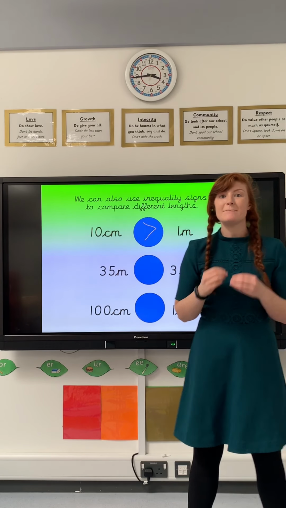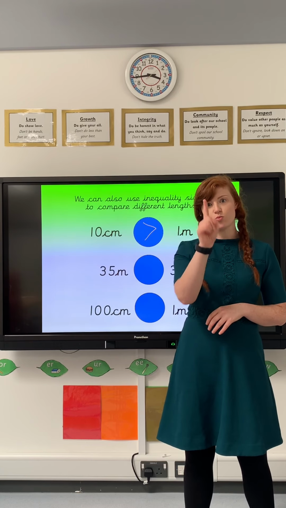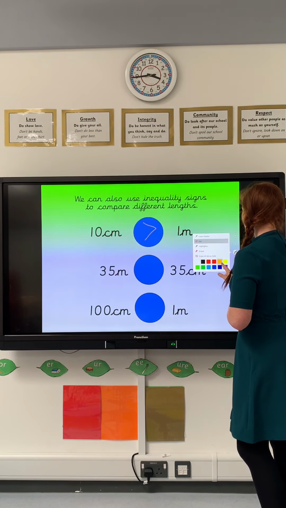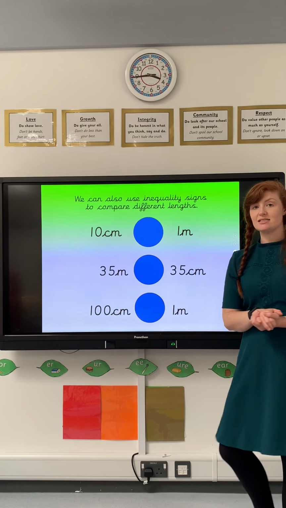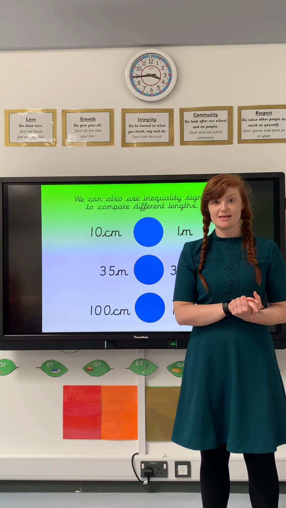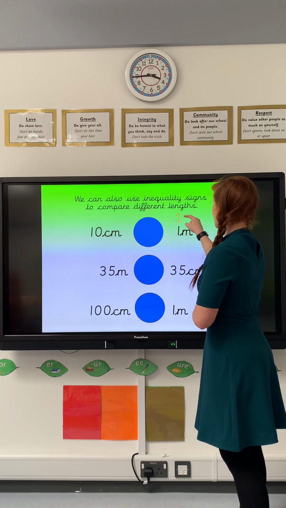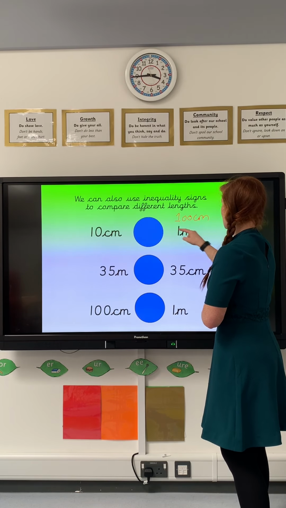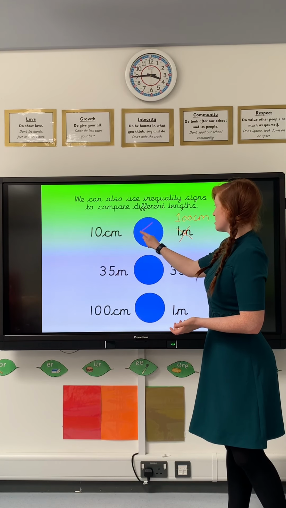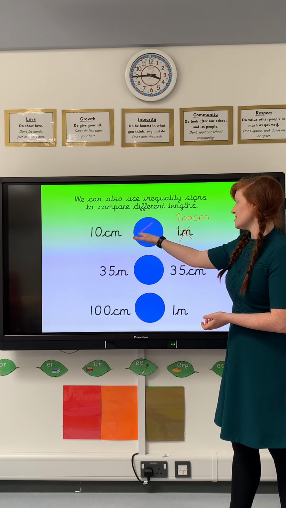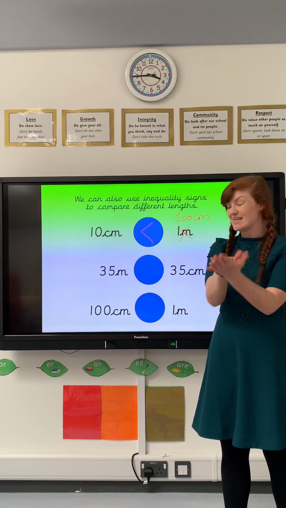However, metres are more than centimetres because 100 centimetres makes 1 metre. So we know that is actually incorrect. What I can do is convert my metres into centimetres. I know 100 centimetres is equal to 1 metre, so this would actually be 100 centimetres. Now I know that 100 is a lot larger than 10, so 10 centimetres is less than 100 centimetres. Remember, Charlie the crocodile only eats the biggest number.